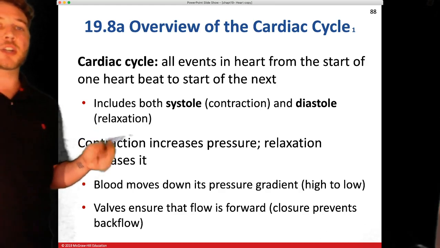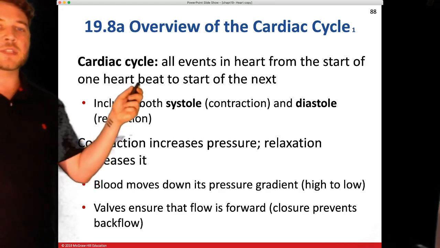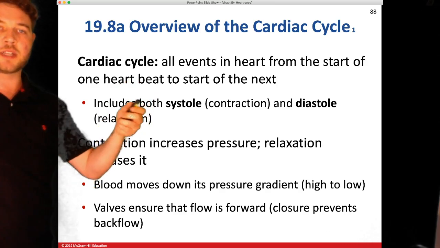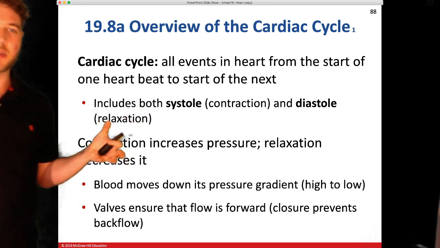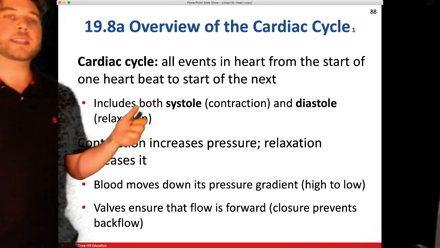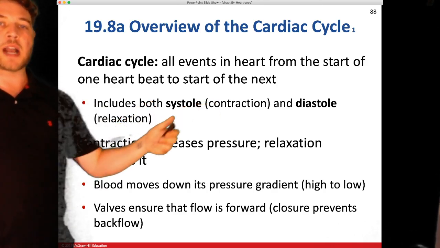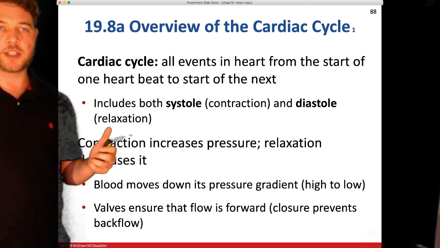All right, so now looking at the cardiac cycle. This is all the events from the start of one heartbeat to the start of the next. So we've looked at the electrical events, we looked at the mechanical events, now we're going to put it together in a picture. The cardiac cycle includes both systole, which is contraction, and diastole, which is the relaxation.